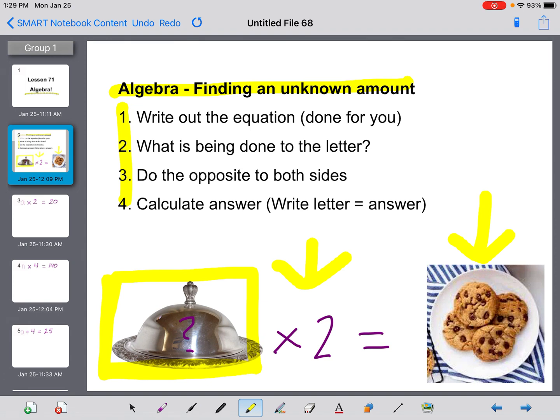What is that unknown amount? What is that unknown amount of cookies in this example? And remember, because we're just starting to learn about algebra, the questions are, well, you probably could figure out most of them in your head if you just did a little bit of thinking about them. This cookie example, you for sure could figure out in your head. All you have to do is think, well, what times 2 gets me 4 cookies? Very, very easy to think it's 2 cookies under that cover, okay?